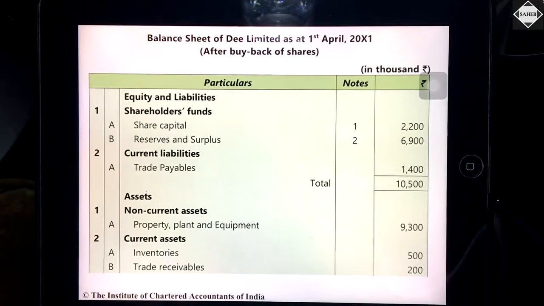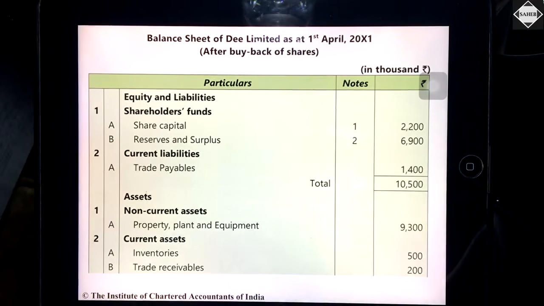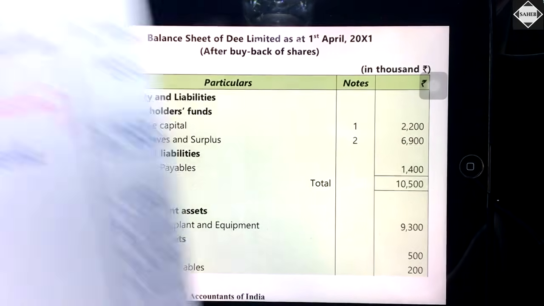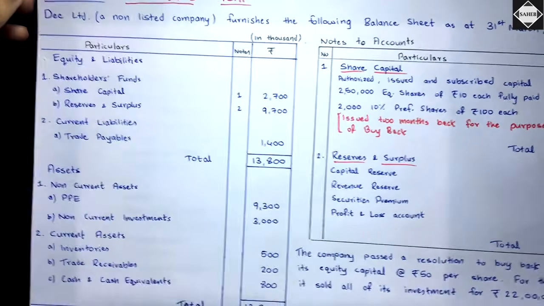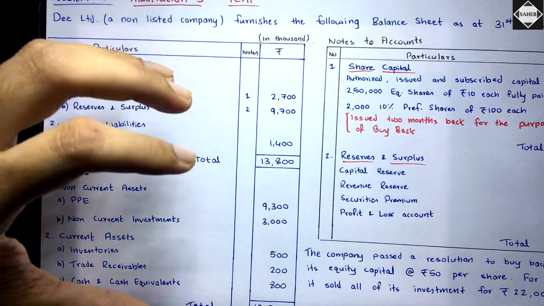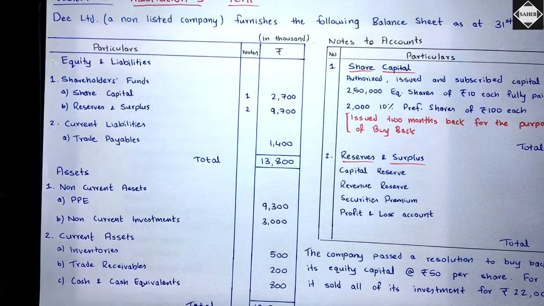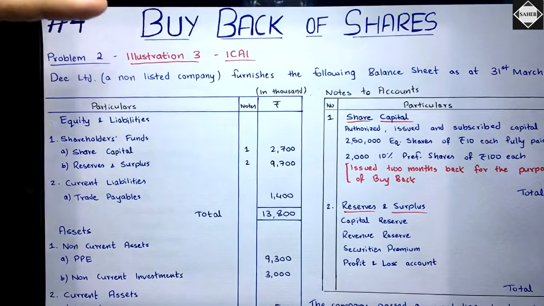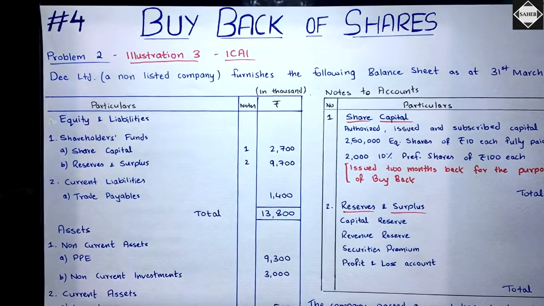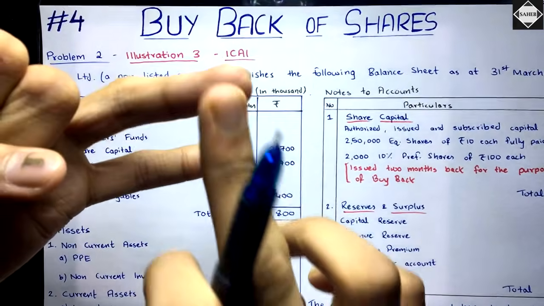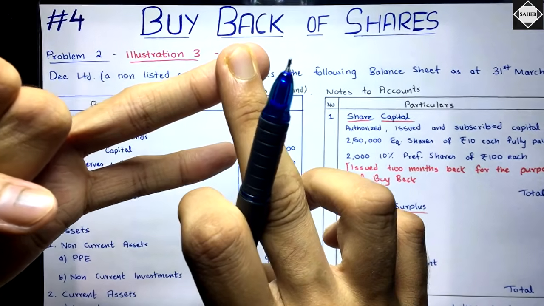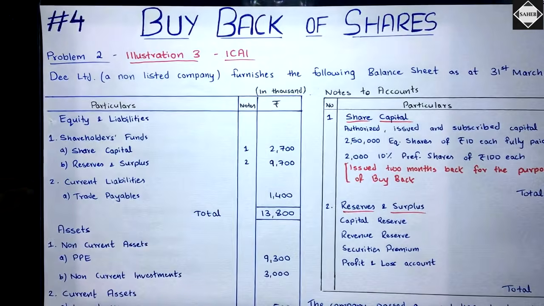Now let's understand how to prepare the balance sheet after buyback of shares. It's very simple. All you have to do is look into the question for the old balance sheet. The same thing you have to do with a little bit of changes. So think where changes can come. You have done buyback of shares. Because of buyback of shares, what happens? Share capital decreases and reserves and surplus gets completely messed up. So first let's focus on these two things.